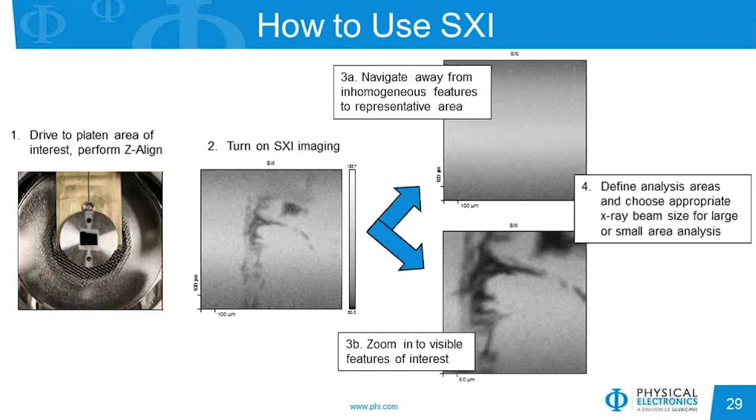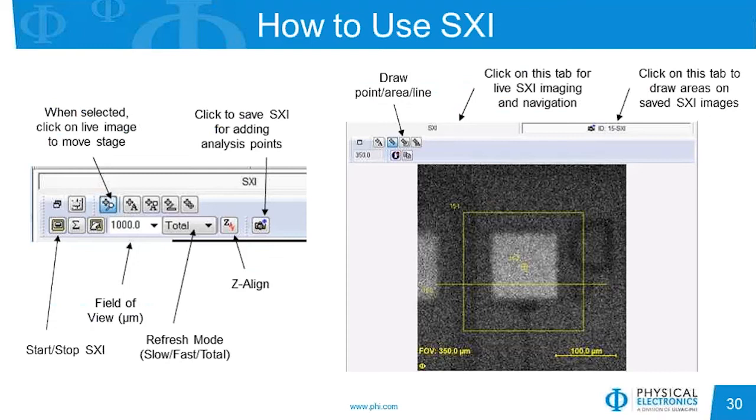representative of this film. So with the SXI running, I can either click on the SXI to move the stage to an area where the SXI is more uniform, as shown to the top right, or I could investigate the features that I'm seeing in that smudge by zooming in on those features as shown on the bottom right. Once I've moved to the general area of analysis that I would like, I can then choose the specific points that I want to use and choose an X-ray beam that is representative of the analysis area I would like to investigate.